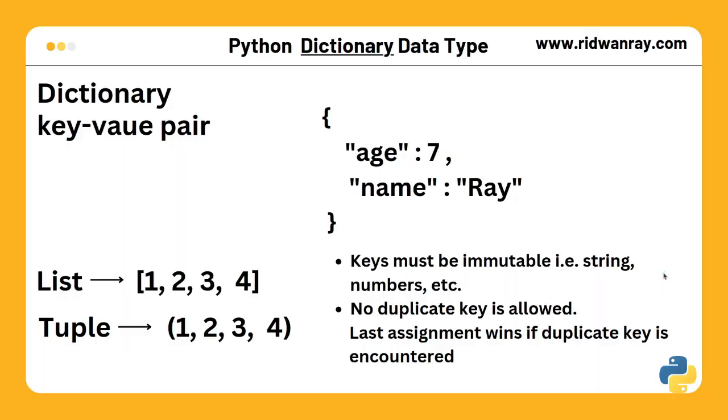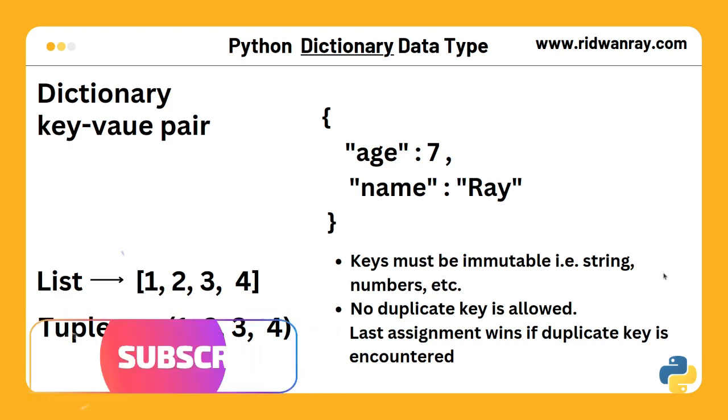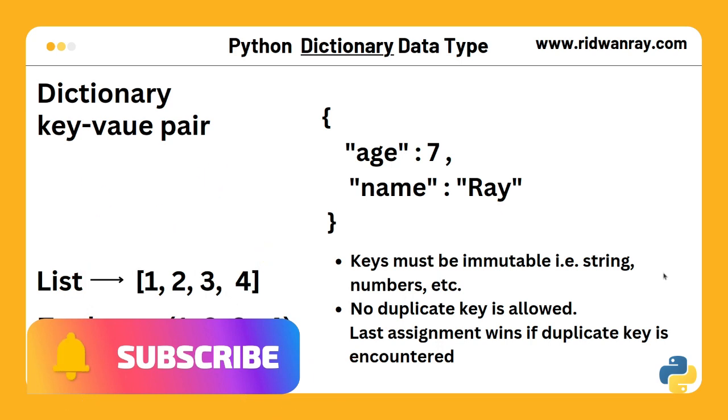Hi friends and welcome. One of the most useful data types in Python is a dictionary. In this lesson, you will learn what a dictionary is and how it differs from a list and a tuple.